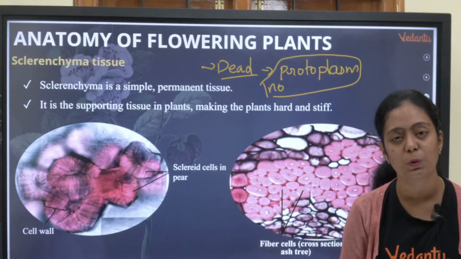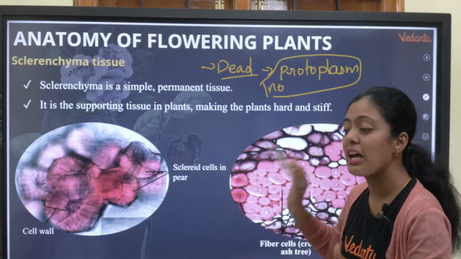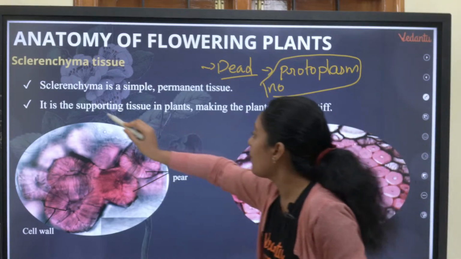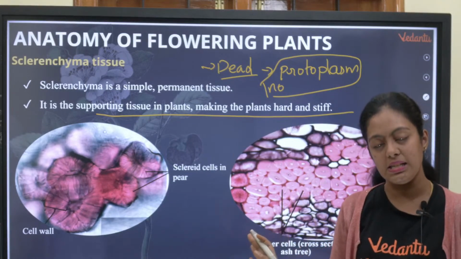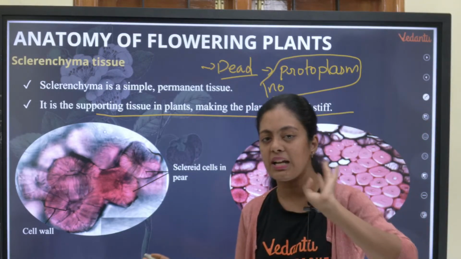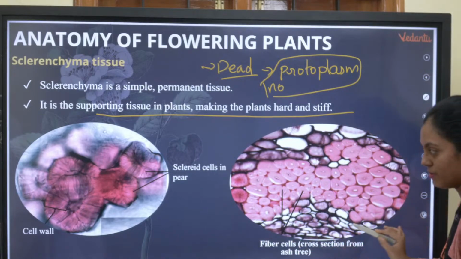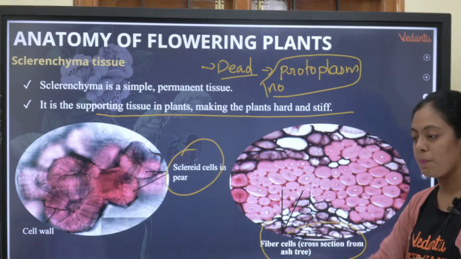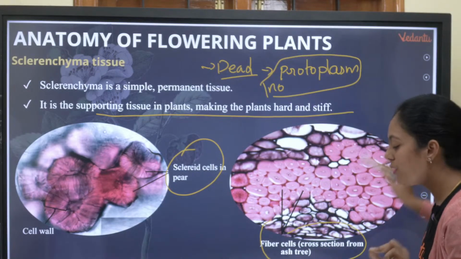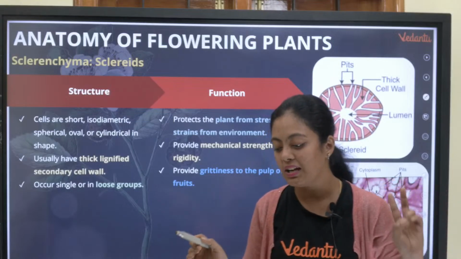Very important point: parenchyma and collenchyma are living. Sclerenchyma is dead. It is a supporting tissue in plants, making the plants hard and stiff. Very easy. So there are two types of sclerenchyma, pasangla: one is sclerites and the other is fibers. You can see sclerites and you can see fibers. Shall we discuss sclerites and fibers? Can I get a victory sign in the chat section so we can continue?